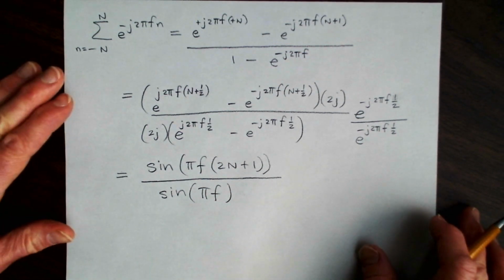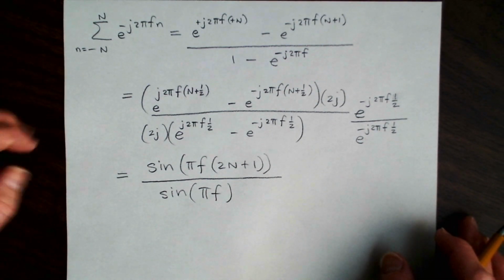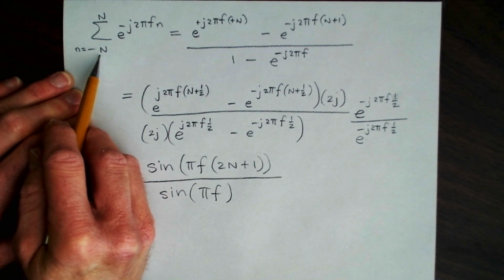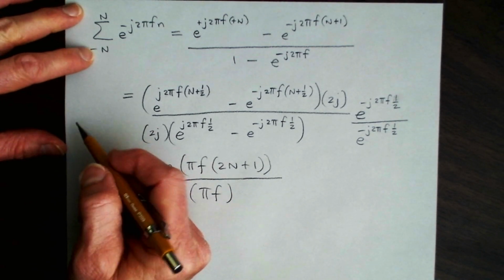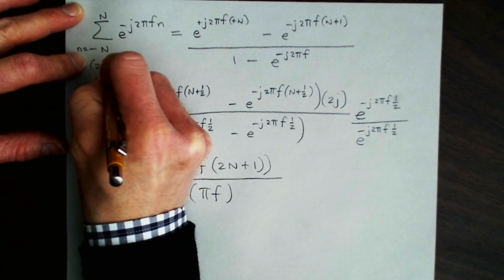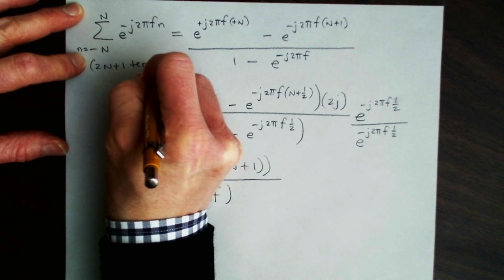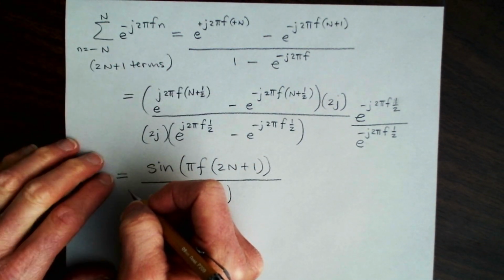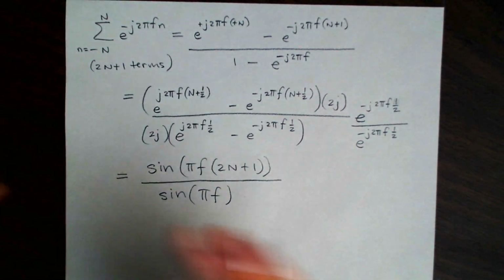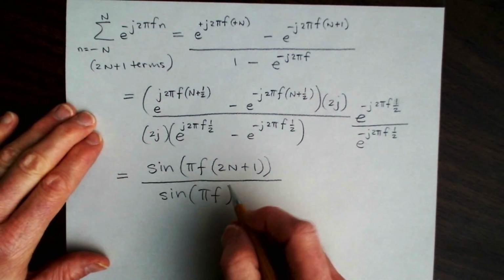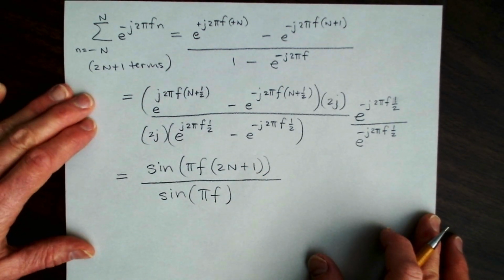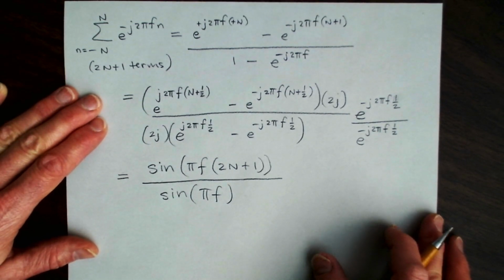A couple of things to notice here about this sum, this answer, is if you think about the original integral or sum that we started with, there are 2n plus 1 terms in this sum. And so that's the width of the interval over which we're summing. And that turns out to be a number that appears in the answer. And that's common. We'll see that over and over again.